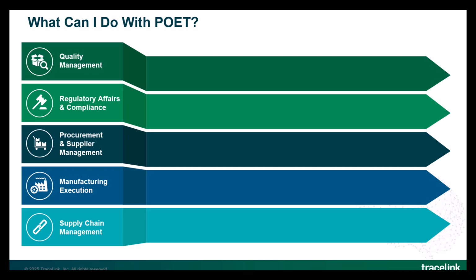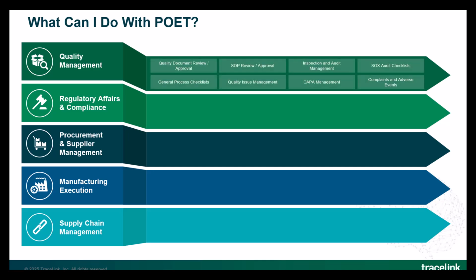By business function, it provides quality management. In quality, things like quality document review, SOP approvals, and CAPA management often involve multiple internal departments and external partners. POET streamlines this by providing a single collaborative environment, eliminating manual handoffs, and ensuring audit trails are robust and complete.